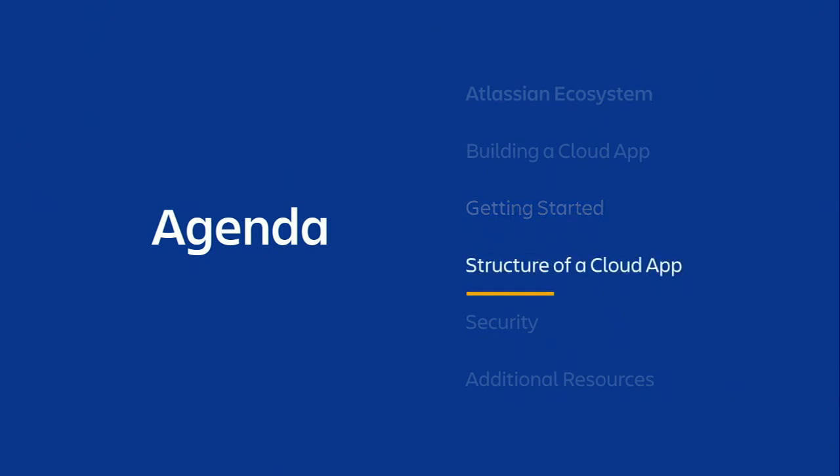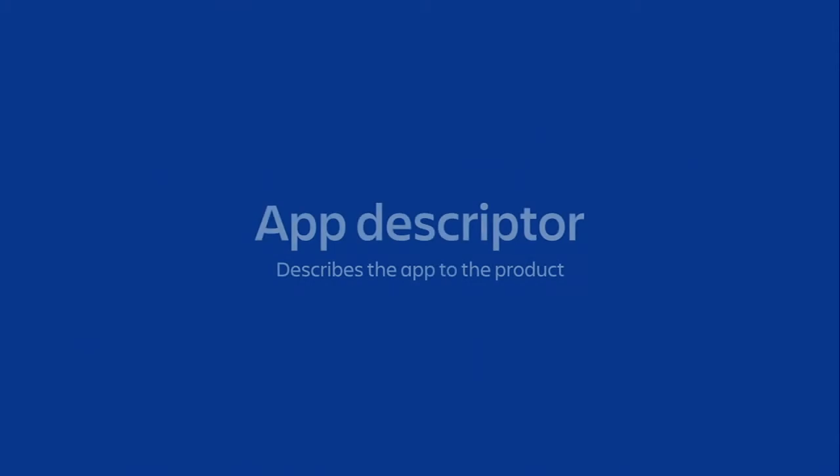All right, let's take a look at some of the structure of a cloud app. Now, the app descriptor is a JSON file, typically called atlassian-connect.json, sometimes called descriptor.json. The name of the file doesn't really matter, because you're specifying the name of the file when you upload an app. And this describes the app to the Atlassian application. Now, this descriptor includes general information for the app, as well as the modules that the app wants to use or extend.